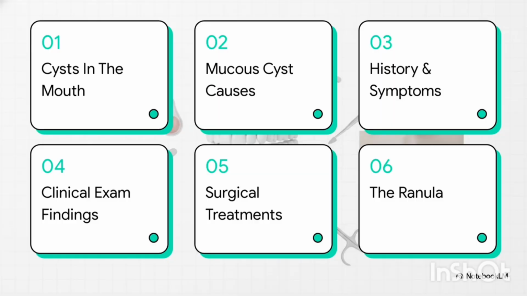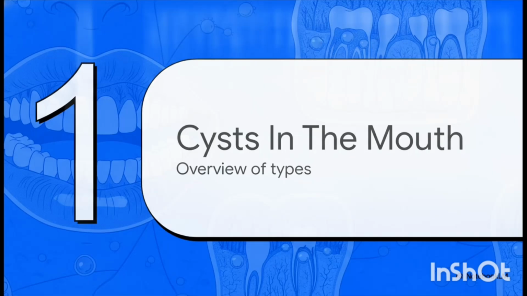Here's our pathway for today. 1. Cysts in the mouth. 2. Mucus retention cyst causes. 3. Patient history and symptoms. 4. Clinical examination findings. 5. Surgical treatment options. And 6. Understanding the ranula.